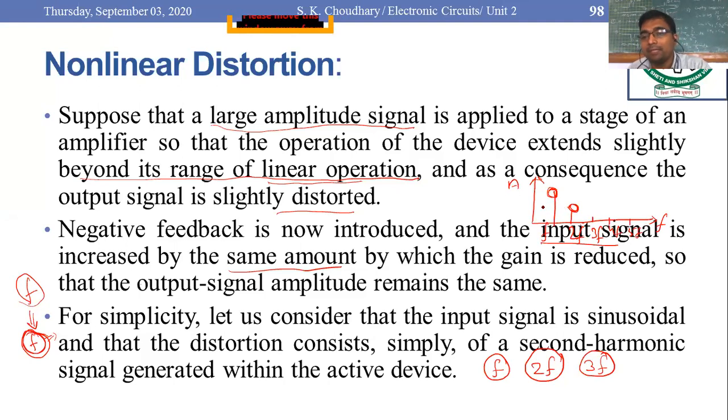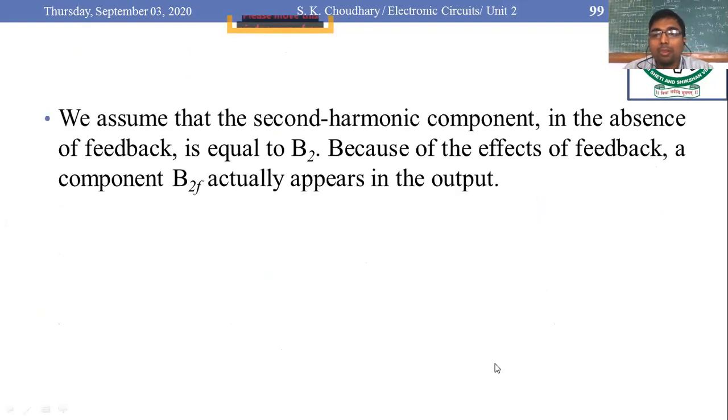In all amplifiers, if non-linear distortion is present, the dominant component is the second harmonic distortion, meaning the amplitude generated at the frequency twice f. This second harmonic distortion changes the shape of the signal and affects the operation of the amplifier. Now, by using the negative feedback concept, we can decrease the amount of second harmonic distortion.